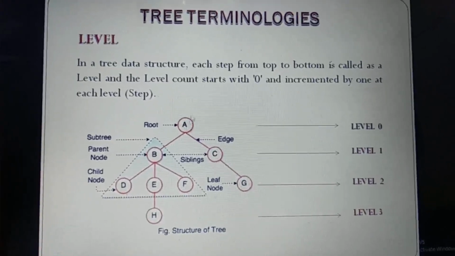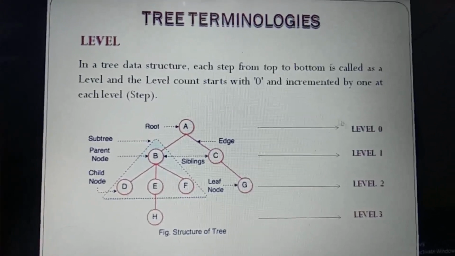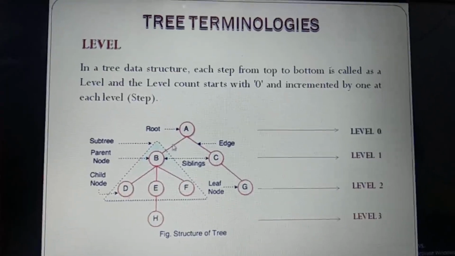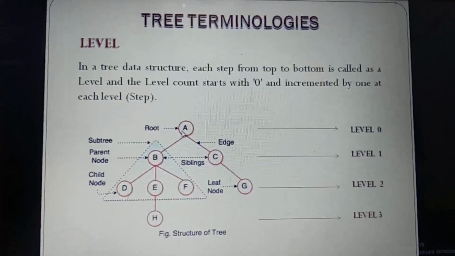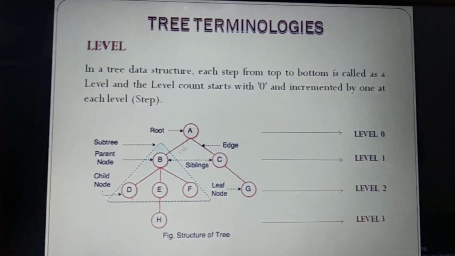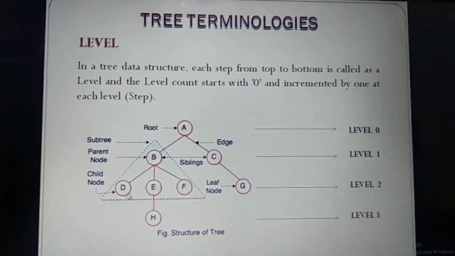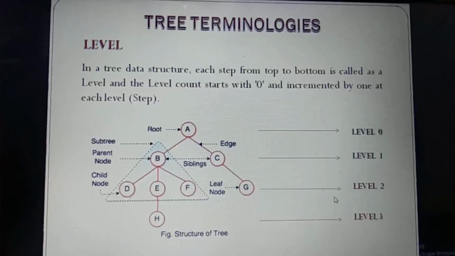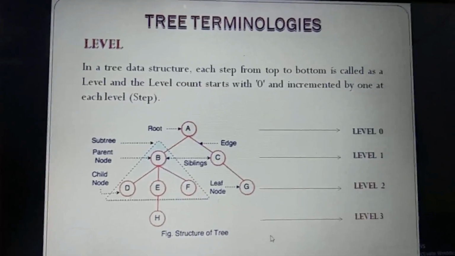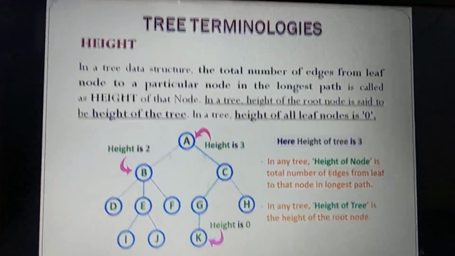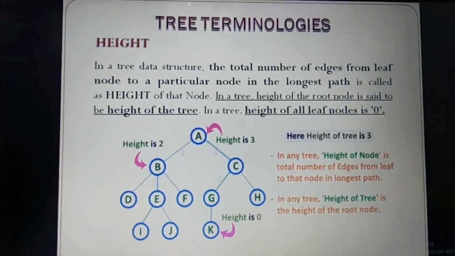In this example, the node A is at level 0. In any tree data structure, the root node is always at level 0. B and C are at level 1, D, E, F, G are at level 2, and H is at level 3. Next terminology is height of the tree.